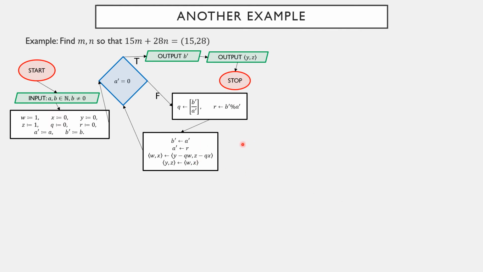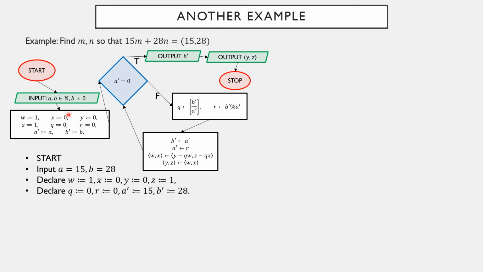So here's the algorithm written all small so that we can try to execute. Find m and n so that 15m plus 28n is the GCD. All right, so we start. We input a and b and check, yes, b was not 0. Now we declare a whole bunch of things: w, x, y, z, q, r, a prime, b prime. w is 1, x is 0, y is 0, z is 1, q is 0, r is 0, a prime is 15, b prime is 28. This just starts as your values of a and b.